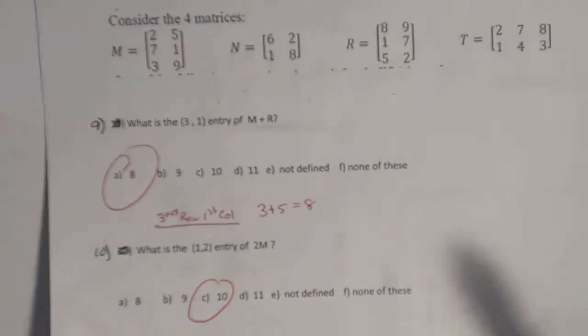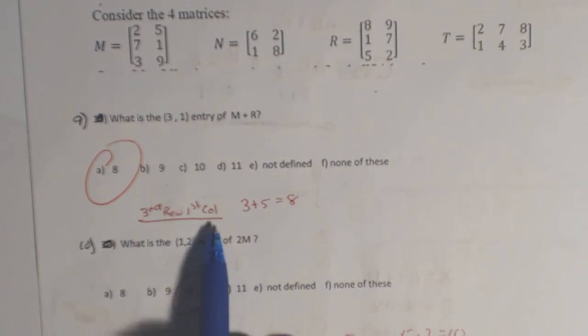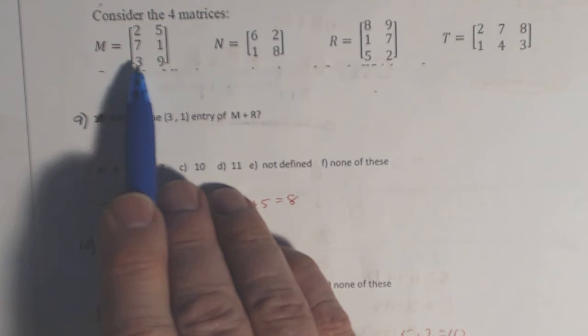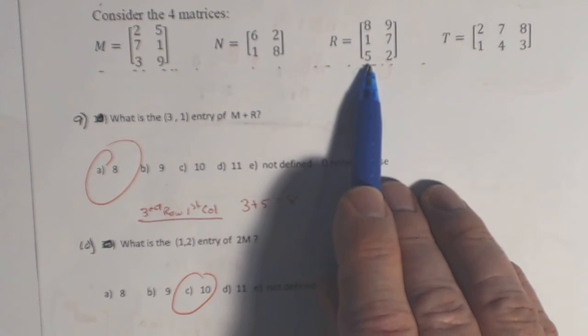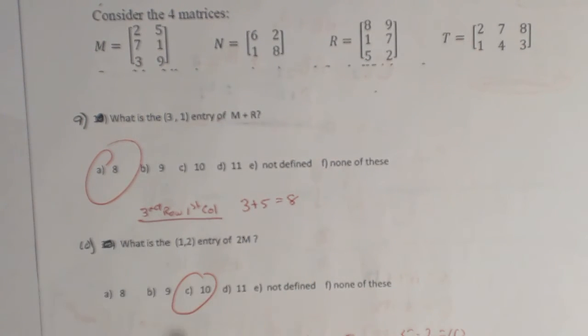The last page, nice and easy here. We want the 3-1 entry of M plus R. So all we do is we add the 3-1 entry of M, which is the third row, first column, which is a 3, to the 3-1 entry of R, which is a 5. So 3 plus 5 gives us 8 for our answer.